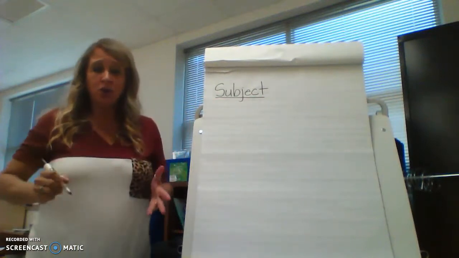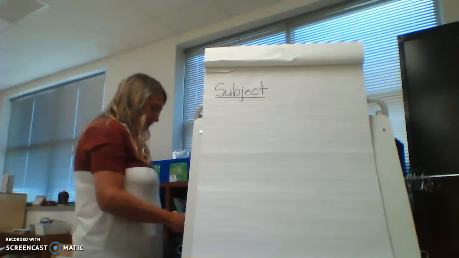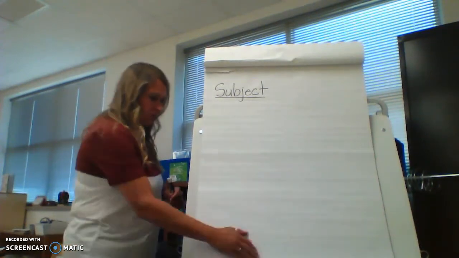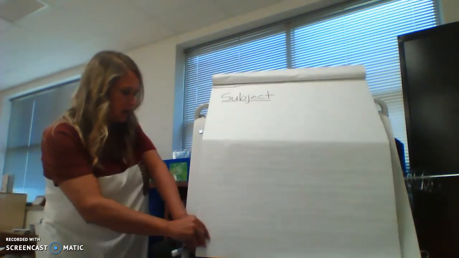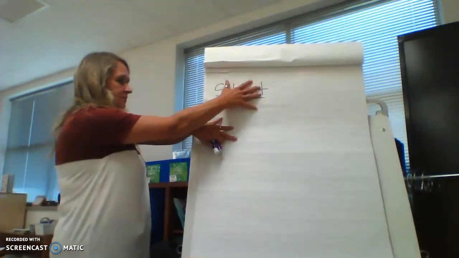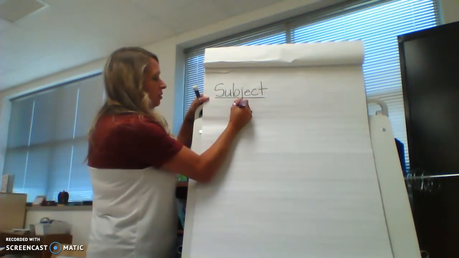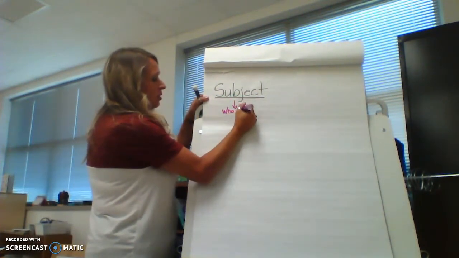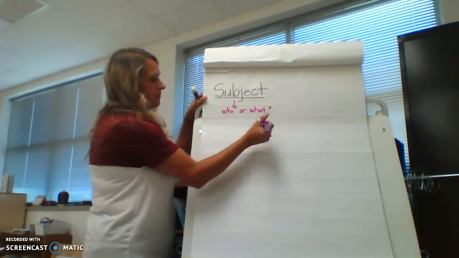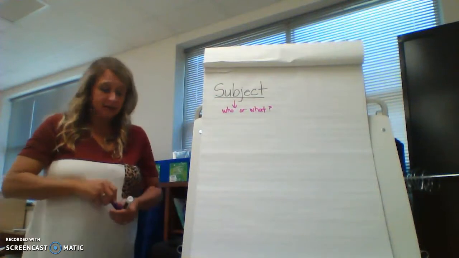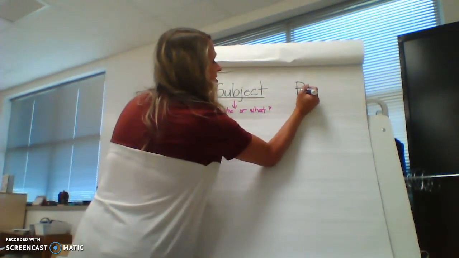is the who or what did something. Okay? Okay, so the subject is who or what the sentence is about. Okay? The predicate is what the subject does.